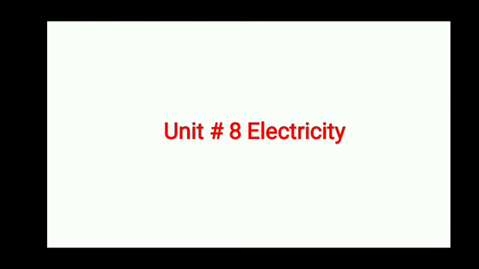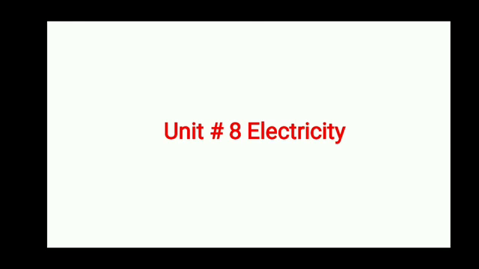Today we are going to start a new unit number 8, electricity. Class, electricity is a form of energy. There are lots of types of energies in this universe. There is solar energy which comes from the sun. Similarly, we use water energy and wind energy. But these all are natural forms of energies. If we talk about electrical energy, it is a man-made energy and we use electricity in so many ways.